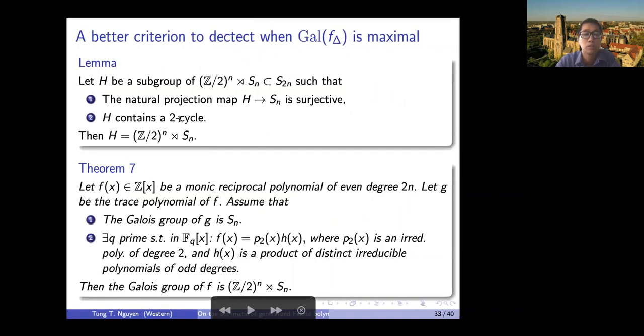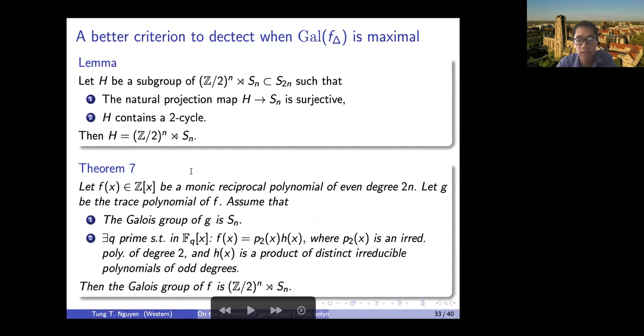Okay. So now because we already proved the previous lemma, we feel that we might simplify the theorem of Davis, Tung, and Sun a little bit. So I'm going to explain some advantages of this approach. Let H be a subgroup of the semi-direct product of Z mod 2 to the n with Sn. I assume that the natural projection map from H to Sn is surjective, and H just needs to contain a 2 cycle. Then it has to be everything. So we can translate this one again into a problem about polynomials. We say the following.